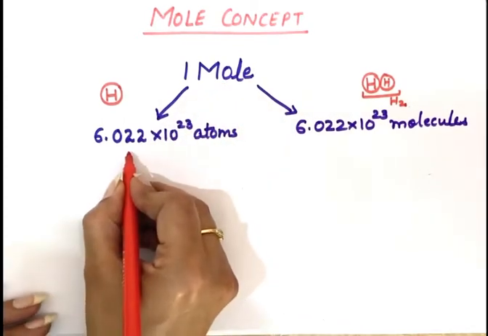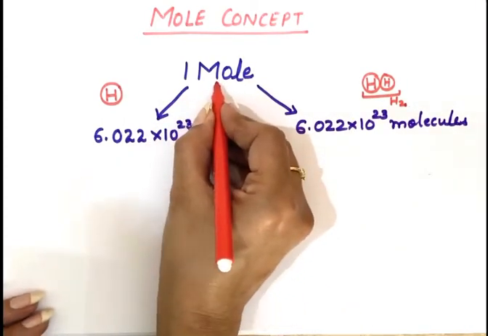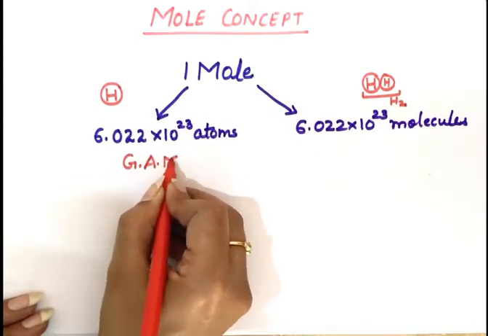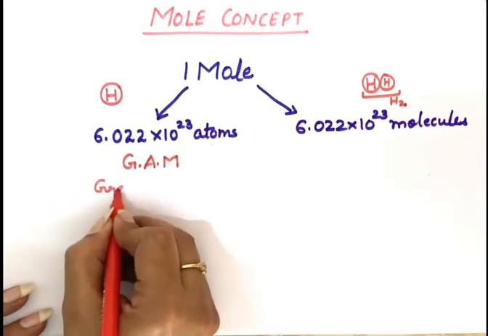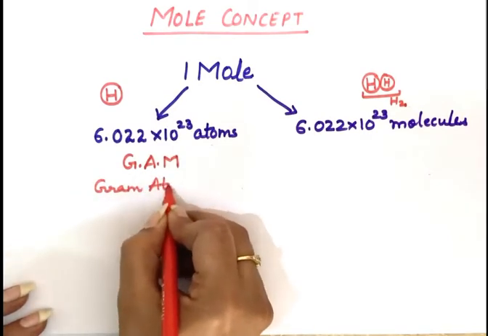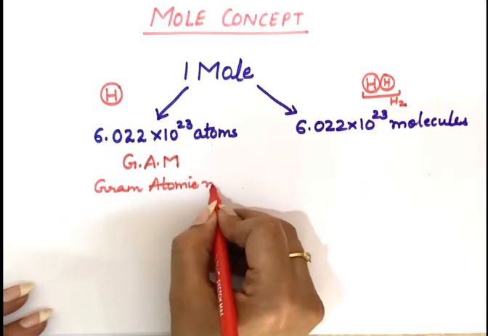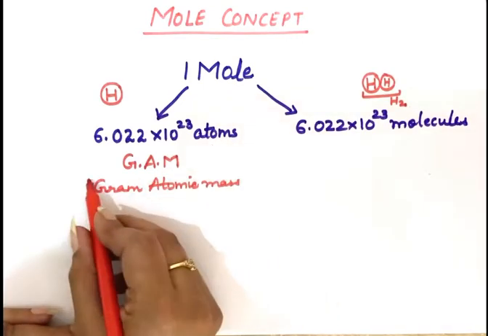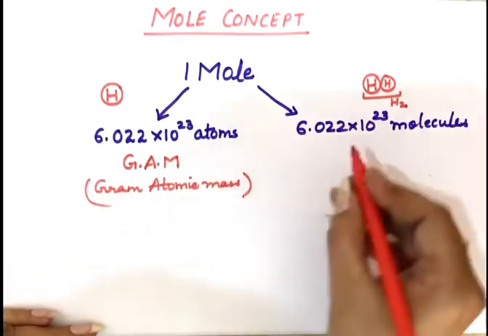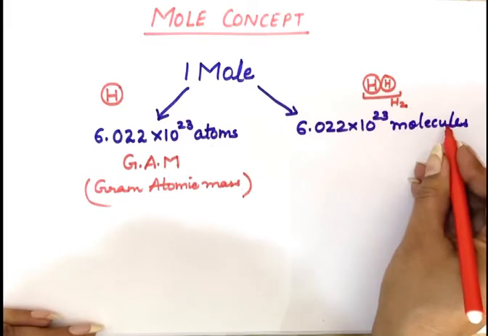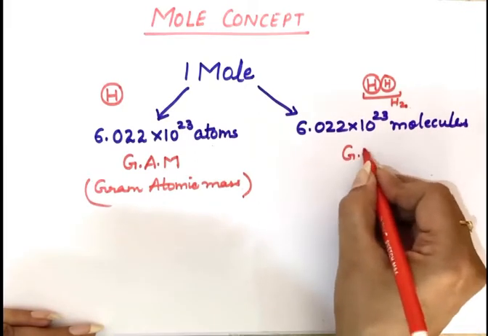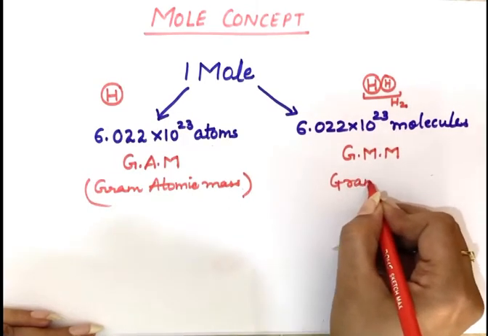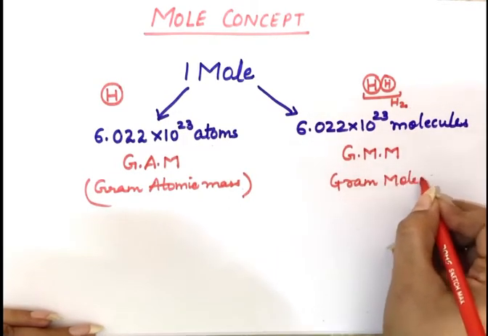The mass of these many number of atoms of 1 mole of an element is also called gram atomic mass. We have already done that atomic mass is the mass of atoms, or we can say the mass of the element. So this is called gram atomic mass. And if we take the mass of these many number of molecules, that is called gram molecular mass.